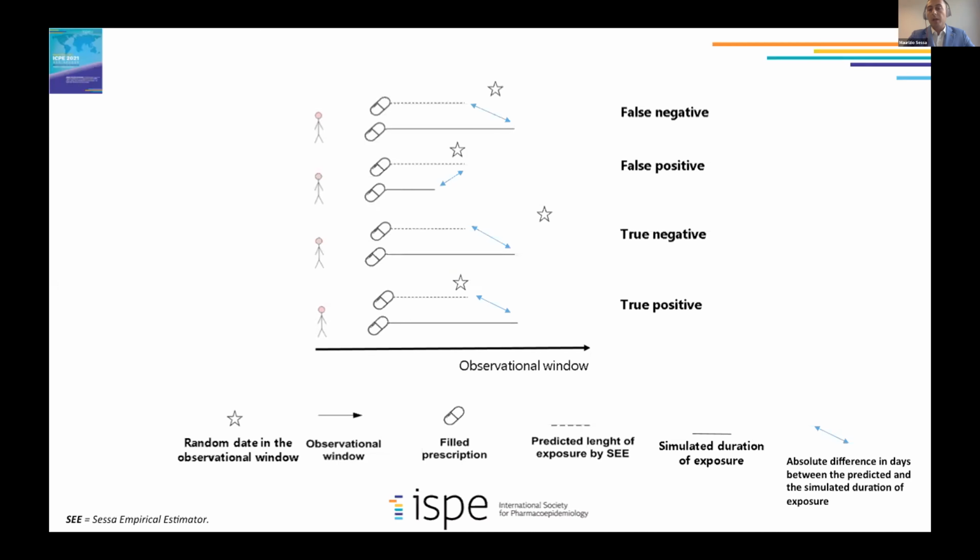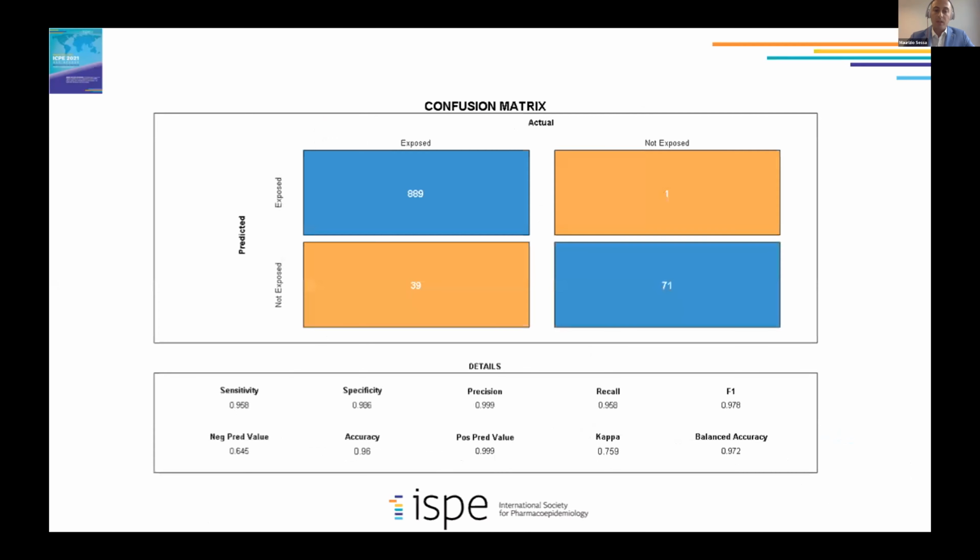And by doing that, we were able to determine false negative, false positive, true negative, and true positive. After we have done that, we have created a confusion matrix, and we assessed the quality of our prediction. And as you can see, the majority of the metrics we used were over 0.95, which means very good. But the negative predictive value was quite low, and the same applied to kappa.